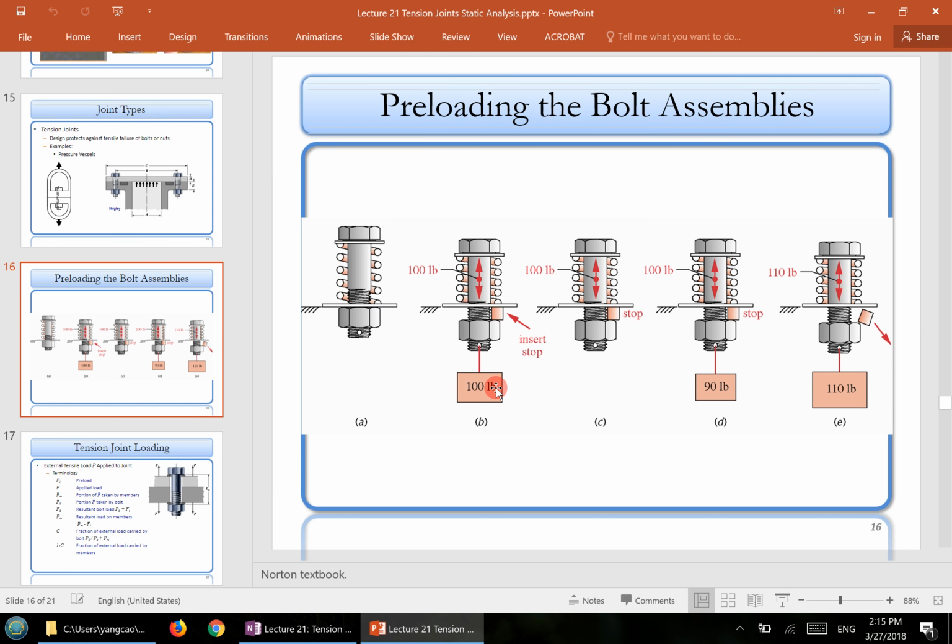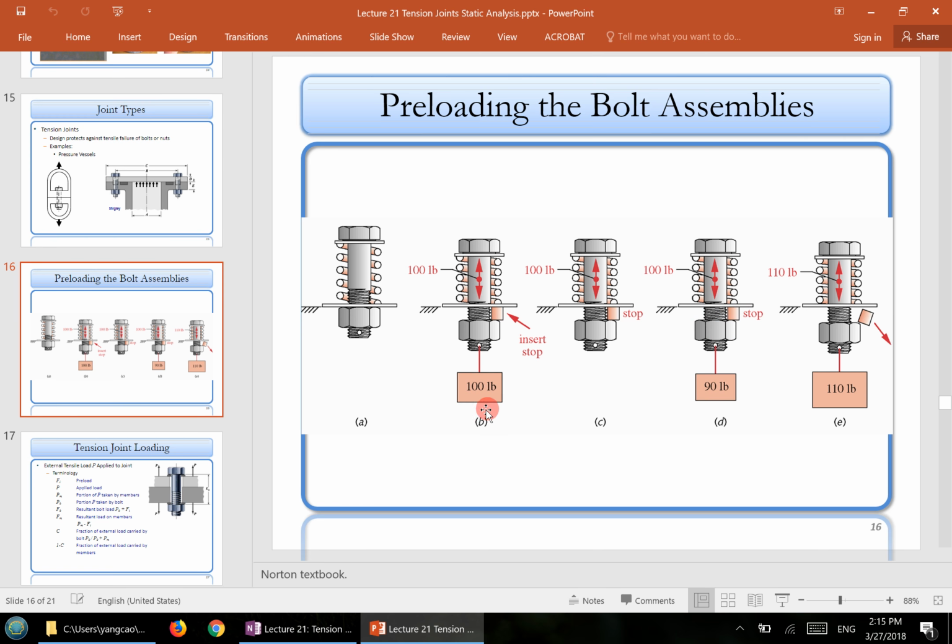That makes sense, right? So now you have the stop here, everything's stationary. From this stage, if this is an application of a pressure vessel, and some internal force is trying to push it outwards, if initially you put a 100-pound force here, then any external force less than the 100-pound force means the stop will not fall out. You can consider this stop as the joint.